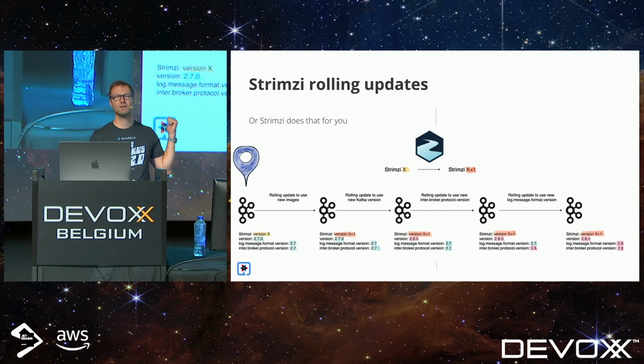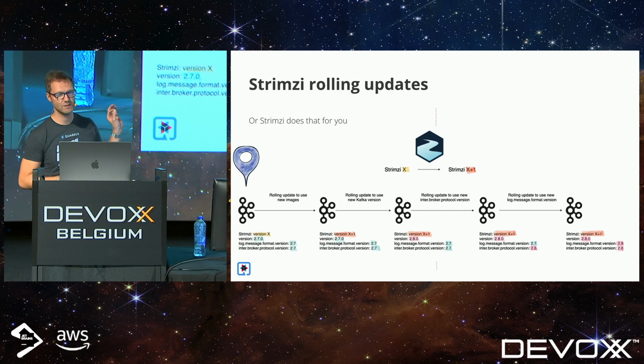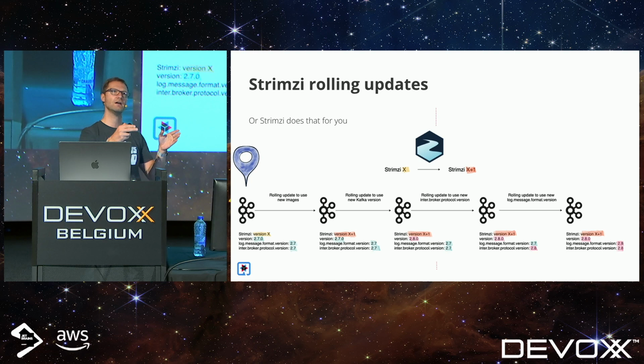So that's a lot of work. That's what an operator might be better at, like a non-human operator. That's what Strimzi is doing, literally. Strimzi can handle the older version and the newer version of Kafka, sometimes more than one minor version or major version at a time, sometimes more. So you can see that.